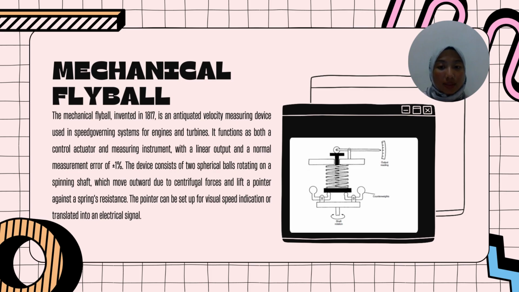The device consists of two spherical balls rotating on a spinning shaft, which move outward due to the centrifugal force and lift a pointer against a spring resistance. The pointer can be set up for visual speed indication or translated into an electrical signal.